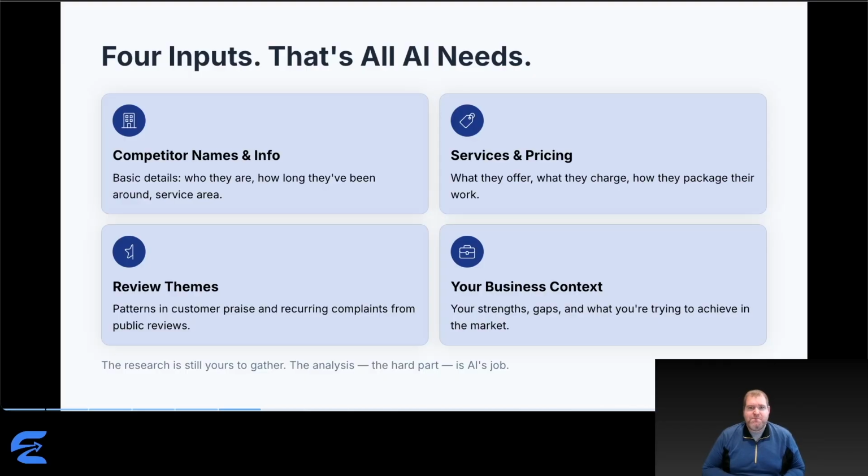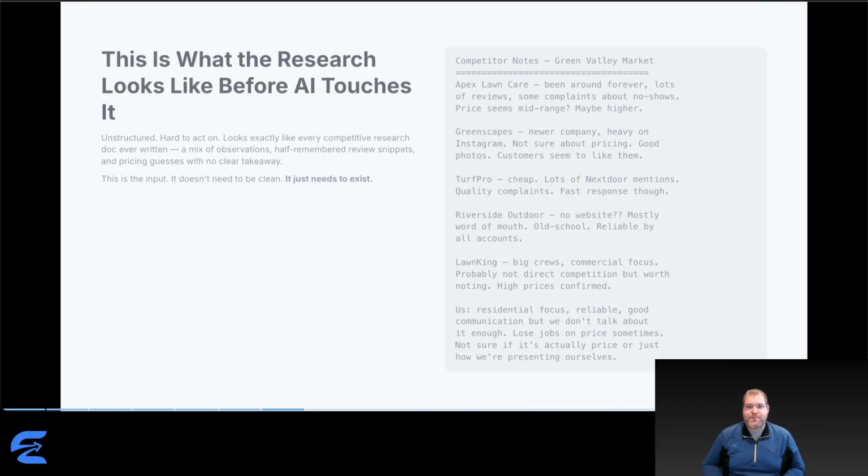What AI actually needs to do this is surprisingly minimal. 4 categories of information: competitor name and basic context, who they are, how long they've been around, what market they serve; services and pricing, what they offer, how they package it, what you can observe about what they charge; review themes, the patterns in what customers praise and what they complain about; and your own business context, your strengths, your gaps, and what you're trying to accomplish in the market. That's it. You're not building a spreadsheet. You're not formatting anything. You collect the observations, and the analysis is AI's job.